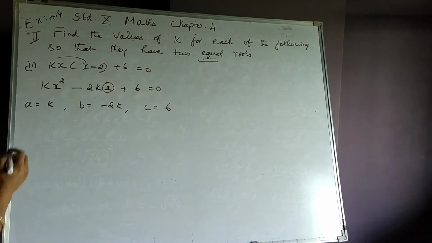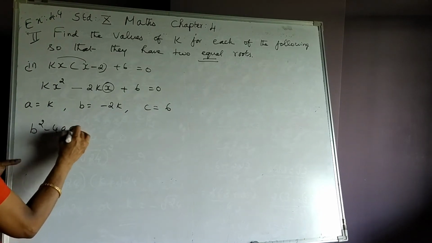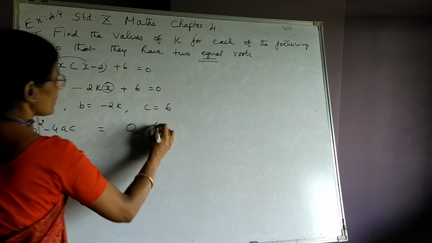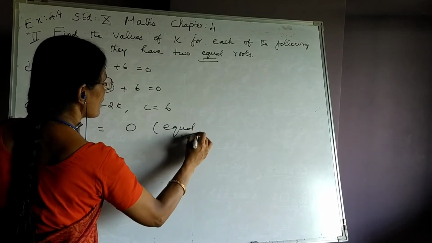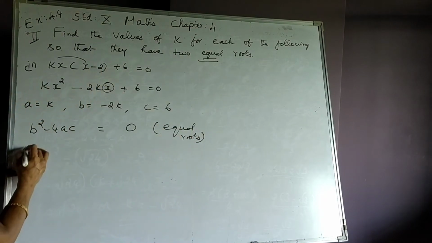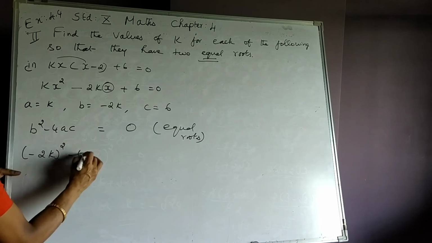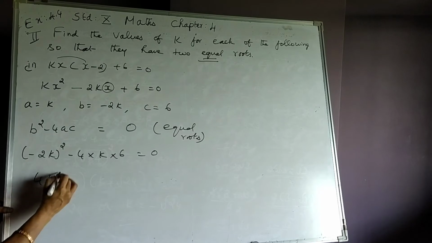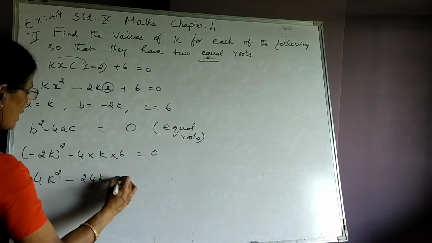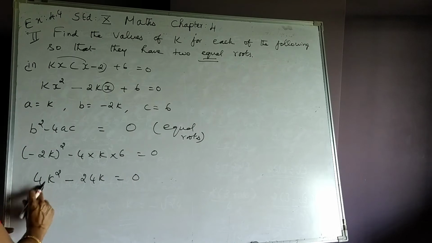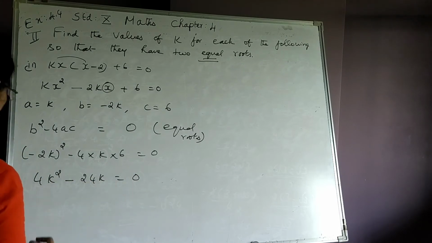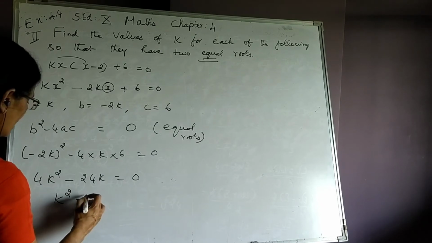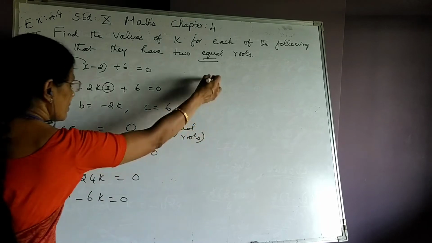Equal to 6. We know what is B square minus 4AC. Here B square minus 4AC equal to what? Equal to 0. The reason is the roots are equal. It is minus 2k the whole square, minus 4 into k into 6 equal to 0. So, it is 4k square minus 24k equal to 0. Here it is divisible by 4. Let us divide each and every term by 4. We get k square minus 6k equal to what? Equal to 0.